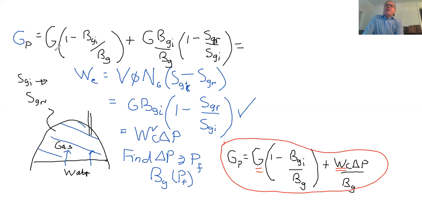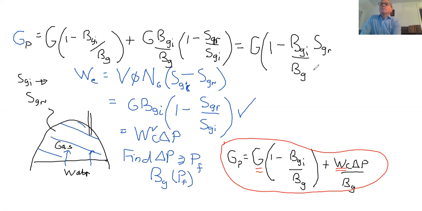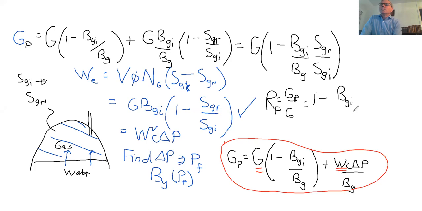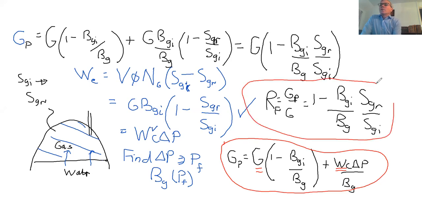Okay, so now we've got the terms here. If we notice, here's a G and then 1, and then there's minus BGI over BG, and then there's a plus BGI over BG. So this term and this term cancel. And I'm left with a much simpler equation, which is 1 from here and then just this bit. This is the final equation I'm going to show in this video sequence.